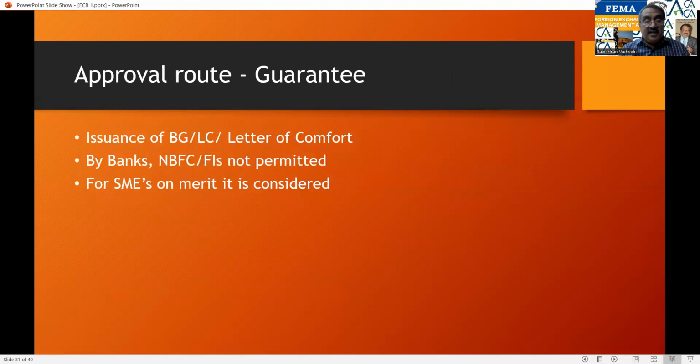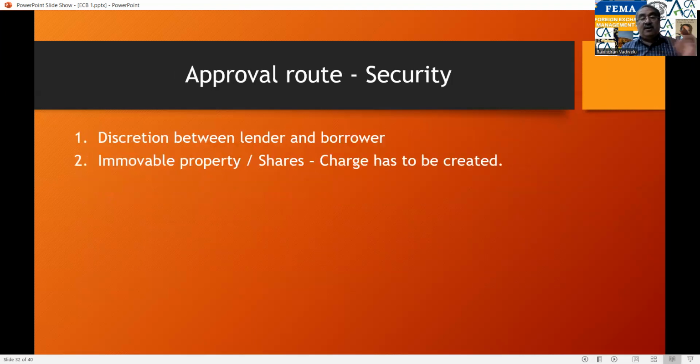And approval guarantee, yes, it is permitted. Issuance of bank guarantee, LC, and the letter of commitment. Yes, it is permitted by banks and financial institutions, but financial institutions are not permitted. But here it's an added thing. If it is an SME unit, on merit, the SME units, they can get the guarantee through the approval route. Here, approval route means you have to get the RBI permission to carry out the transaction.